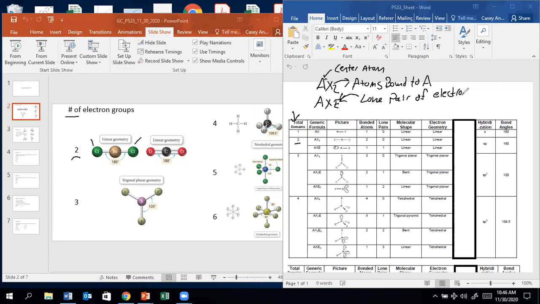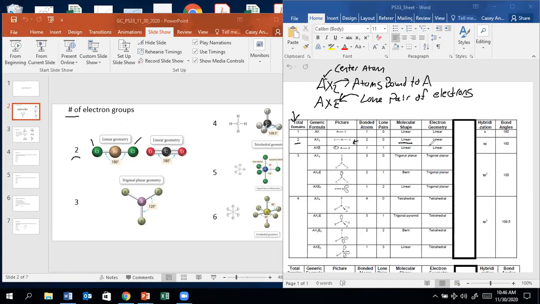Right. So in our example for two, we always have AX2 because we have bromine bound to two chlorines and we have carbon bound to two oxygen. So that's AX2. And we want to go to the molecular shape, and that's over here. The molecular shape is linear, which means it forms a line. We also have a little picture right here to show us what that means.